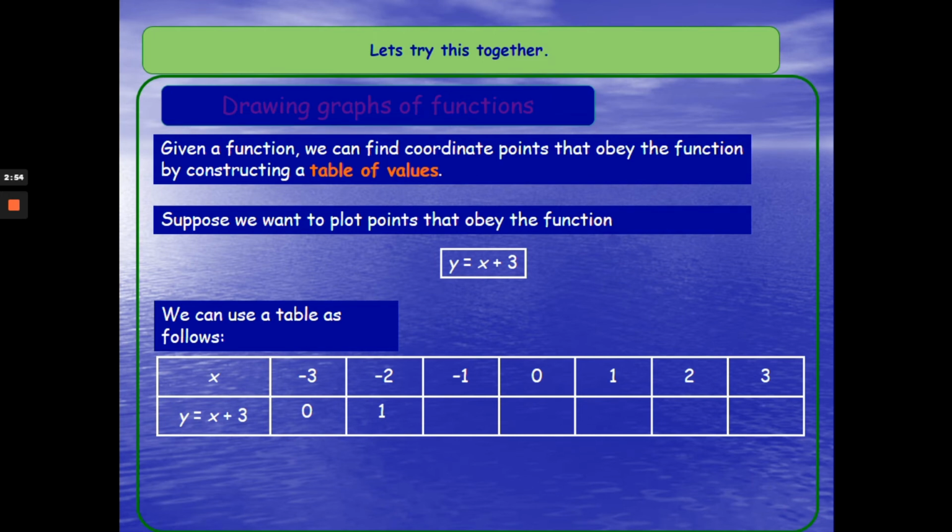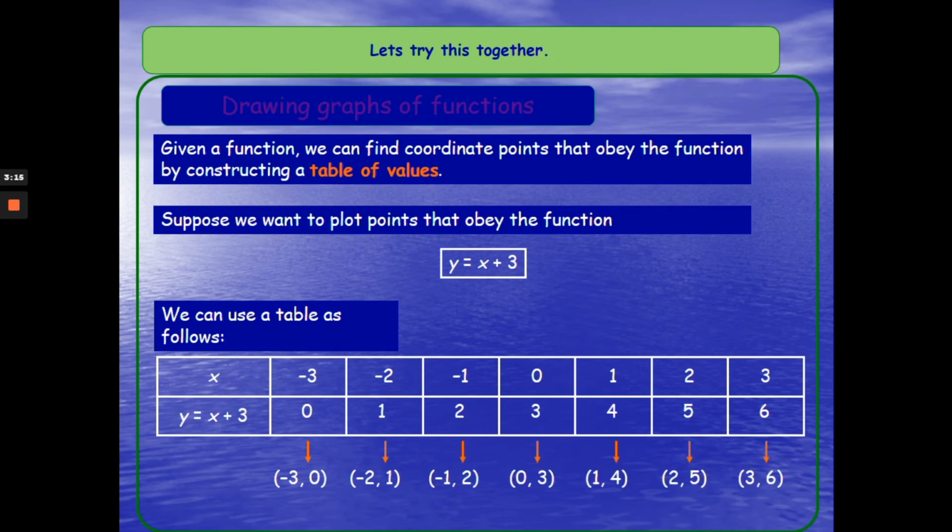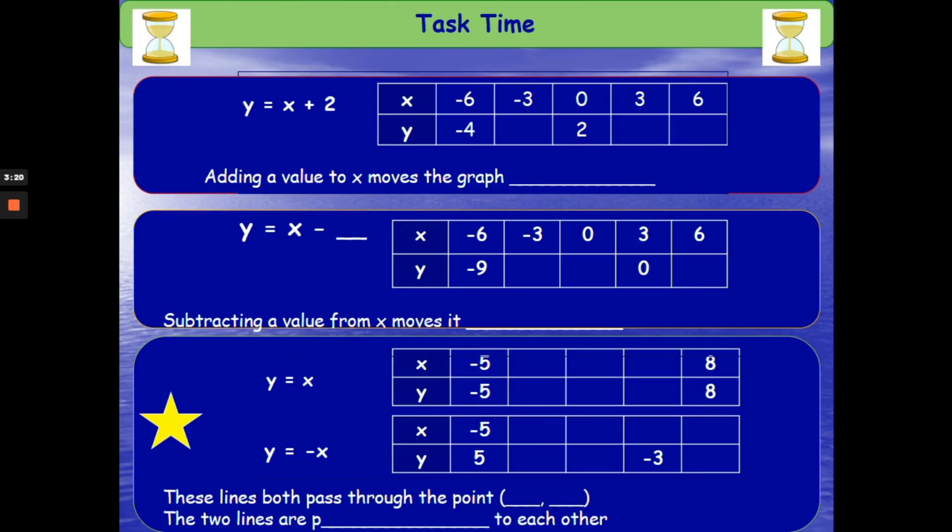Okay, well done if you've done that. So here are the answers. It'd be 0, 1, 2, 3, 4, 5, and 6. And now we can use this to plot a graph. They become your coordinates to plot. So we put them together, and then that becomes your coordinates to plot. So we just group them together.